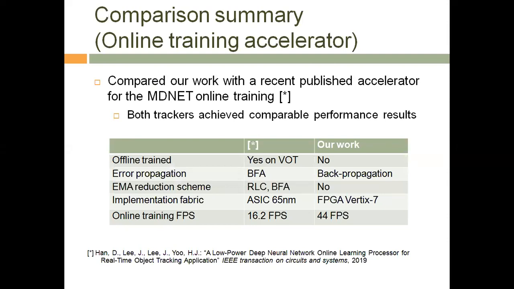As a comparison with a recent work, we achieved 44 frames per second compared to 16.2 frames per second. We didn't use approximation in the backward path. We use normal backpropagation and still achieve the same or comparable performance results for the object tracker while achieving 44 frames per second. Thank you.